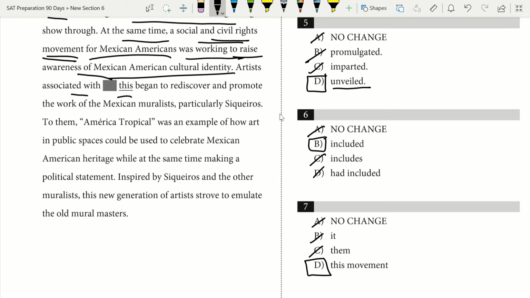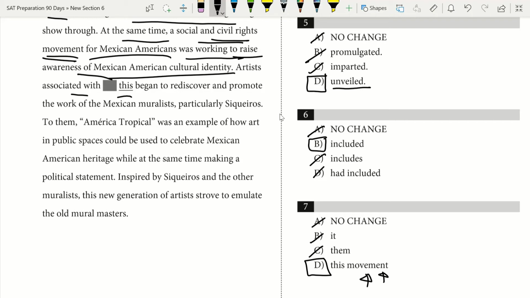Okay, saying this, it, or them, that's too vague. We don't know what it is referring to, and we need to be specific about what we're referring to, okay? So keep in mind, anytime you have a question like that, and you don't know what it's referring to, there's pretty much always going to be a specific answer choice that refers to one specific thing, and you want to make sure that you're referring to the accurate thing. So in this case, we want to refer to that movement, so our answer would be D for number 7.